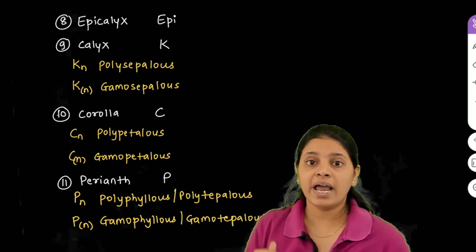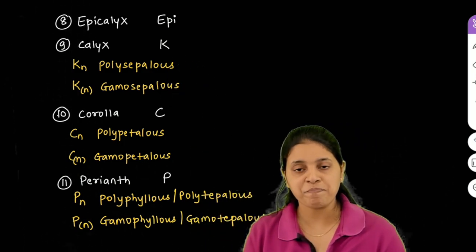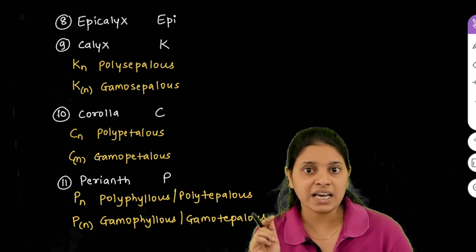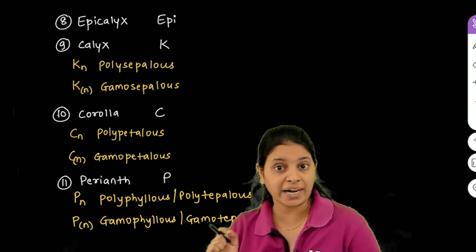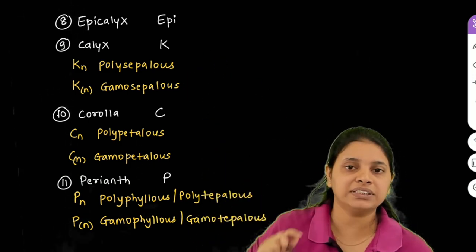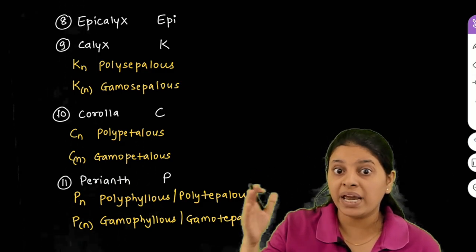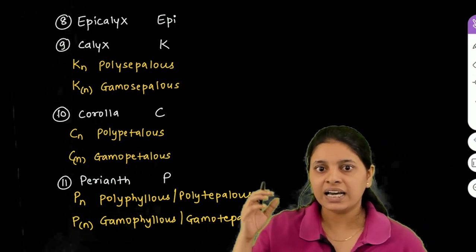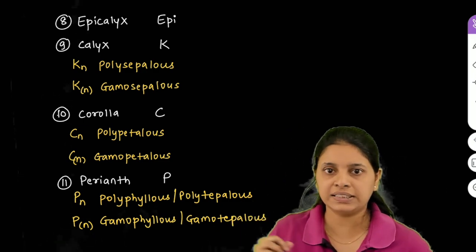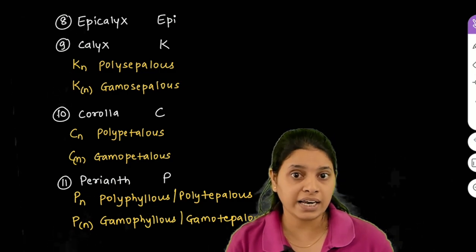If epicalyx is present, like we will study in the Malvaceae family, outside the calyx, we have another whorl, that is epicalyx, which are modified bracteoles. So, if epicalyx is present, then we represent it by the symbol epi. Now, the main whorls of the flower, that is calyx, corolla, androecium, gynoecium, right? How do we represent this? Let's see. Calyx is represented by the letter K.